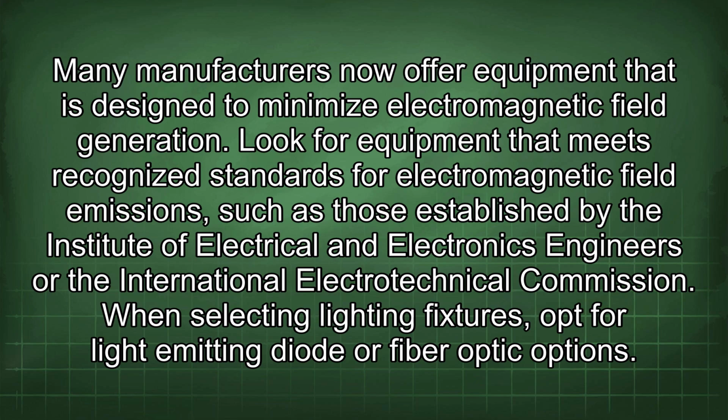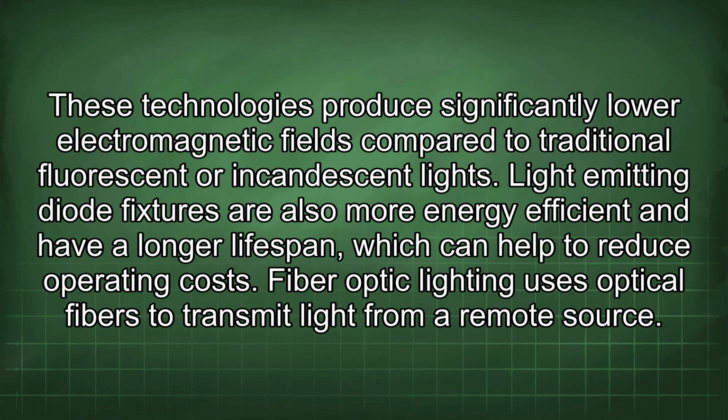Look for equipment that meets recognized standards for electromagnetic field emissions, such as those established by the Institute of Electrical and Electronics Engineers or the International Electrotechnical Commission. When selecting lighting fixtures, opt for light-emitting diode or fiber optic options. These technologies produce significantly lower electromagnetic fields compared to traditional fluorescent or incandescent lights. Light-emitting diode fixtures are also more energy efficient and have a longer lifespan, which can help to reduce operating costs.